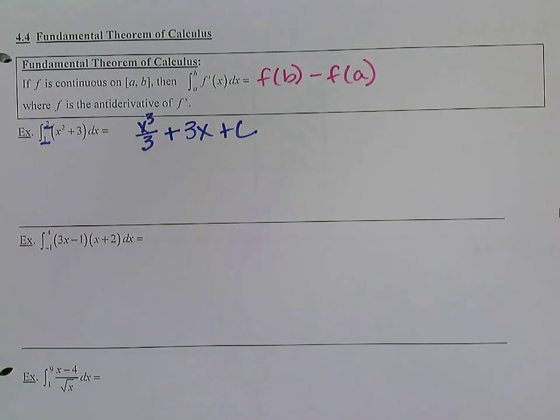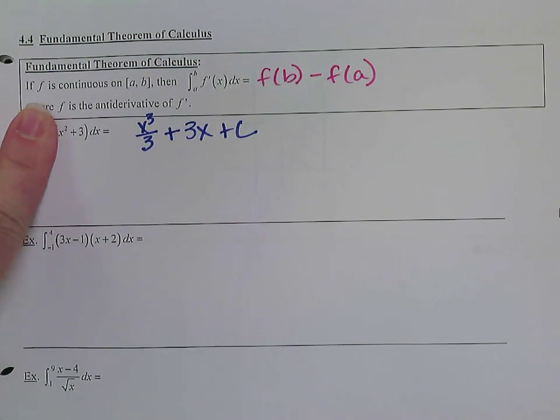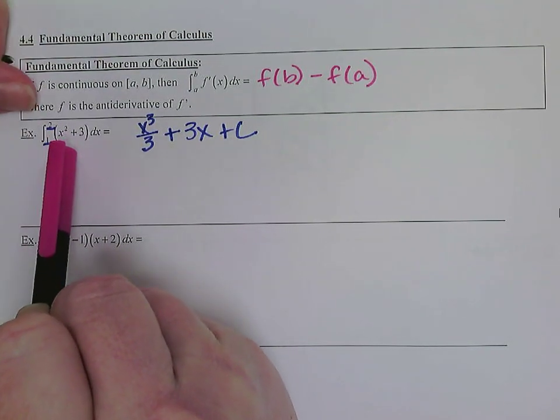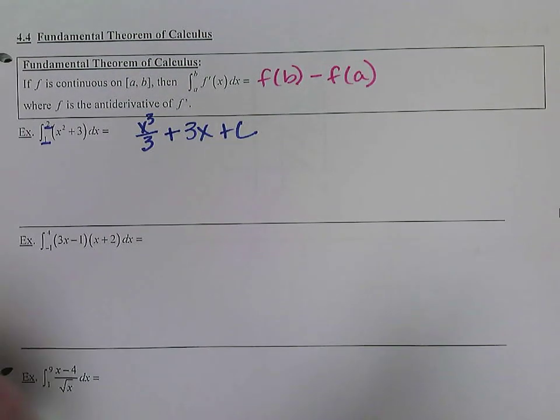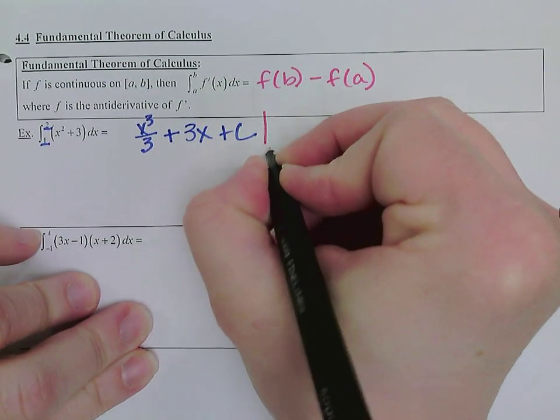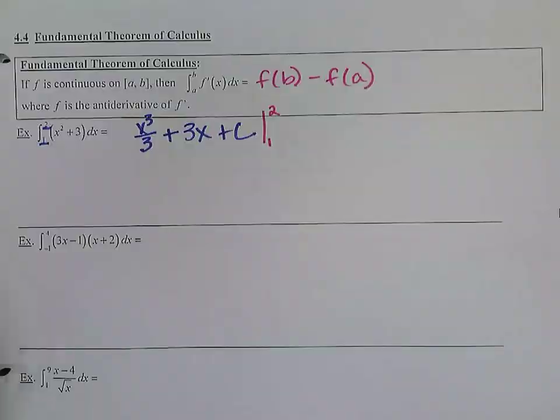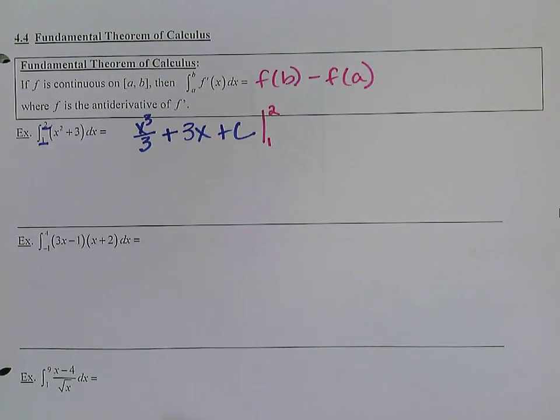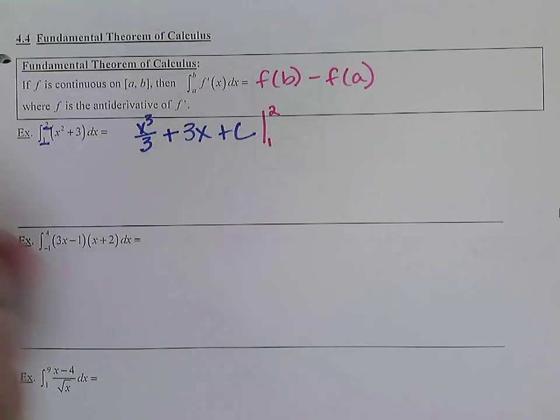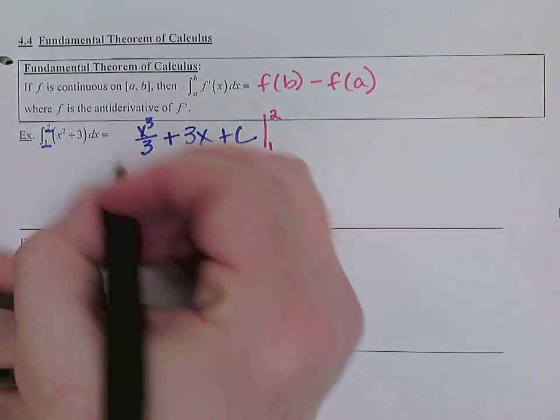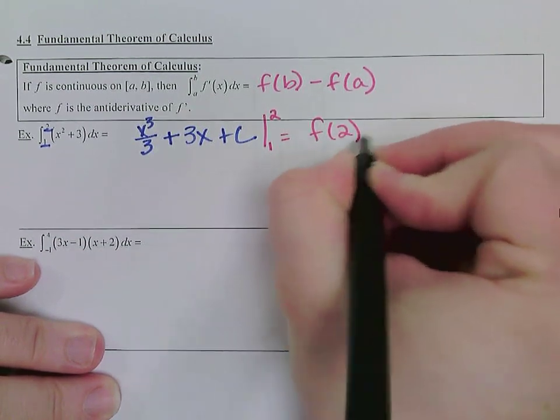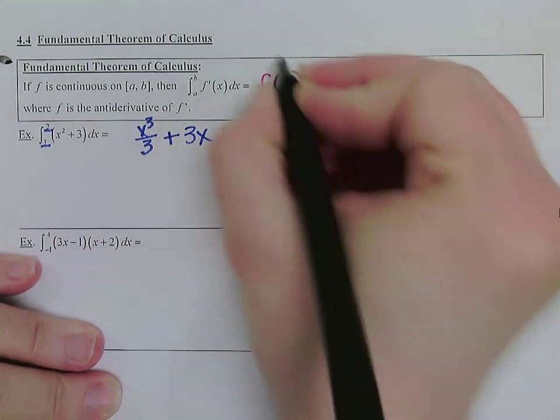So we take the antiderivative of this. Now we want to evaluate that at x equals 2 and x equals 1. The way that we can denote that is using this notation. We're saying we're going to evaluate that at 2, we're going to evaluate it at 1, we're going to subtract. In other words, we're looking at f of 2 minus f of 1, not f of b minus f of a.